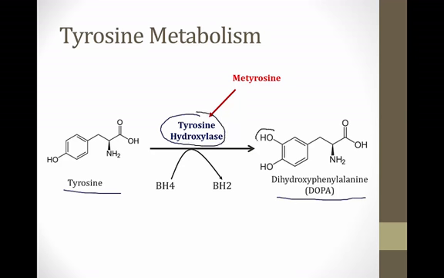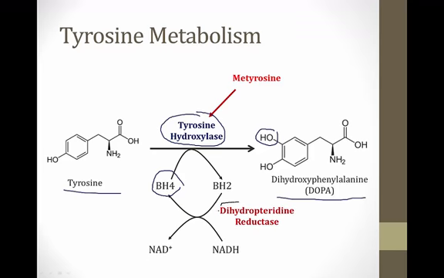It adds a hydroxyl group to the 6-member ring, and just like phenylalanine hydroxylase, tyrosine hydroxylase also requires the cofactor BH4, or tetrahydrobiopterin. And just like we saw with phenylalanine hydroxylase, this BH4 molecule must be regenerated via the action of dihydropteridine reductase using NADH.